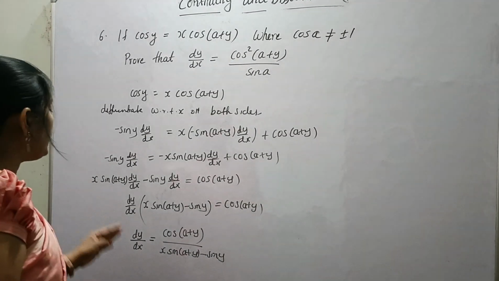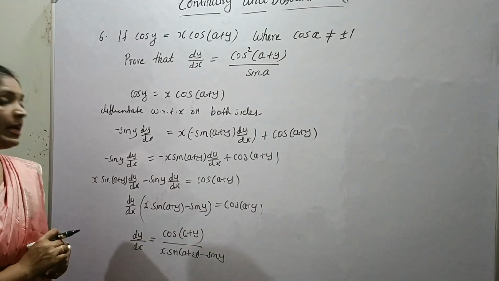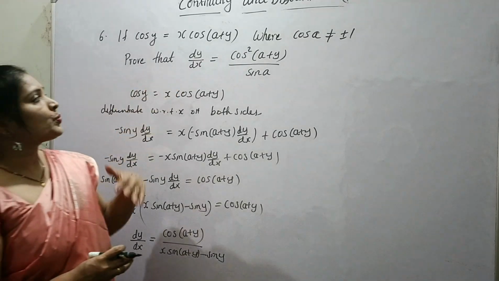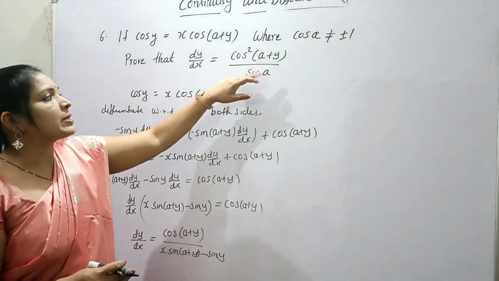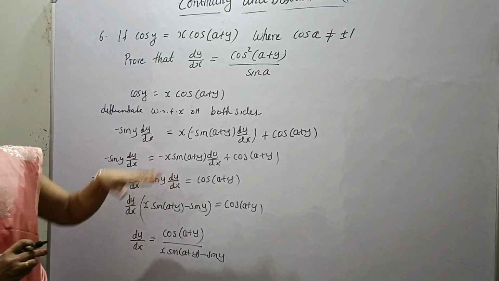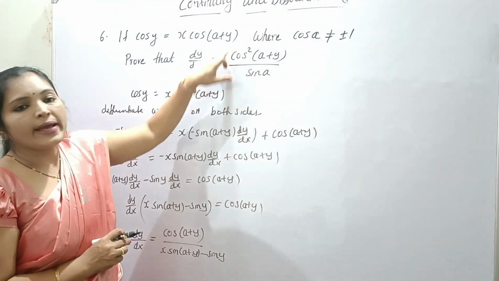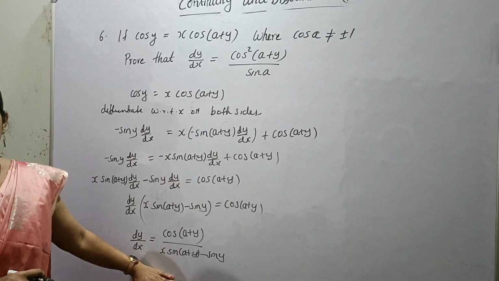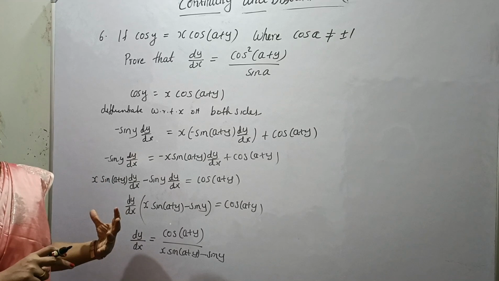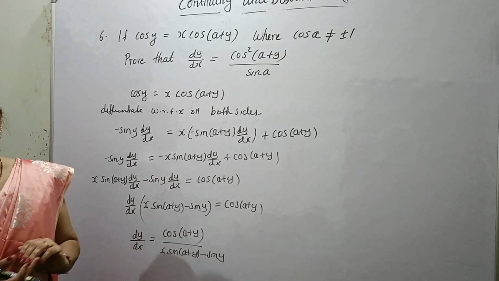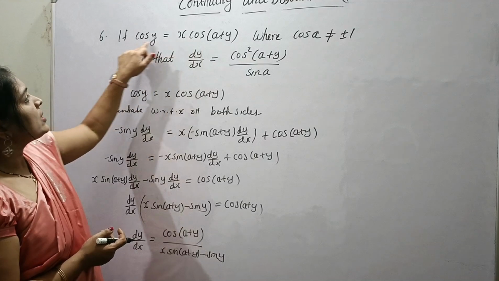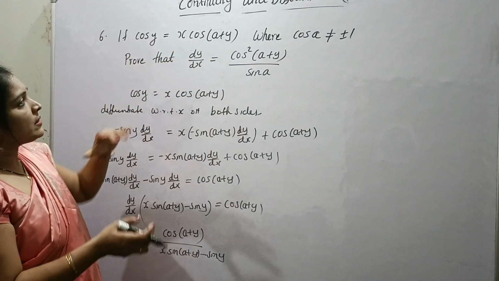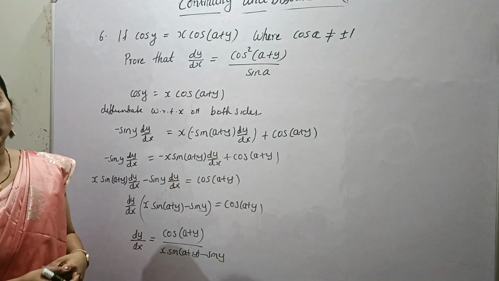Here we have got dy by dx is equal to cos of a plus y divided by x into sin of a plus y minus sin y. What we have to prove is dy by dx is equal to cos square a plus y divided by sin a. In our RHS there are no x terms, but here we have x in the denominator. So let's substitute for x, changing this x to y terms. How? What is our equation? cos y is equal to x into cos of a plus y.